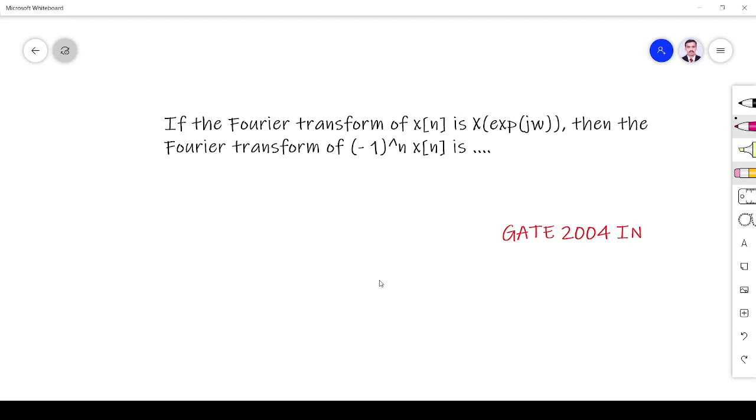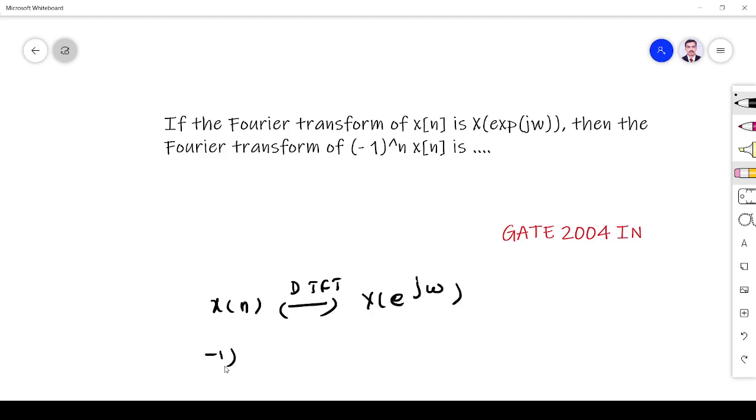Hi friends, in this video let us solve the signal system related question asked in GATE 2004 paper. The question is: the Fourier transform of x of n is X of e power j omega. So x of n has a Fourier transform. It is discrete, so it means it is DTFT, X of e power j omega.